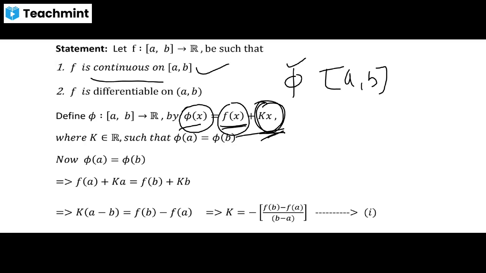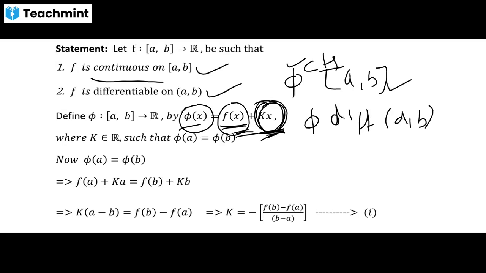Similarly, F of X is differentiable, and as you all know, Kx is a polynomial, F is differentiable, Kx is differentiable. A polynomial function is continuous and differentiable everywhere on the real line. Therefore, addition of two differentiable functions is again differentiable. So pi is differentiable on the open interval AB. Pi is continuous on the closed interval AB. Okay. Is it clear?